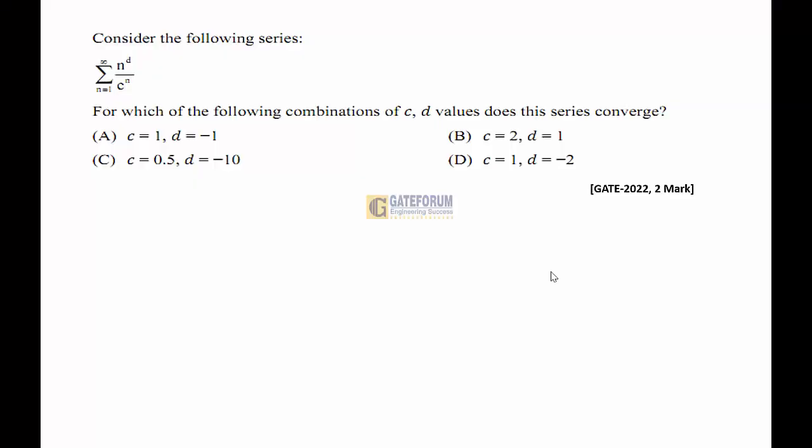The question is, consider the following series, summation n is equal to 1 to infinity n power d by c to the power n. For which of the following combinations of c comma d values does this series converge? This question is from engineering mathematics, from the topic basics, calculus. Actually, this is from infinite series, convergent, divergent, that is from BTech first year.